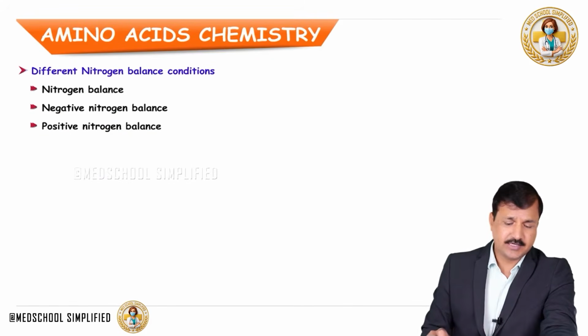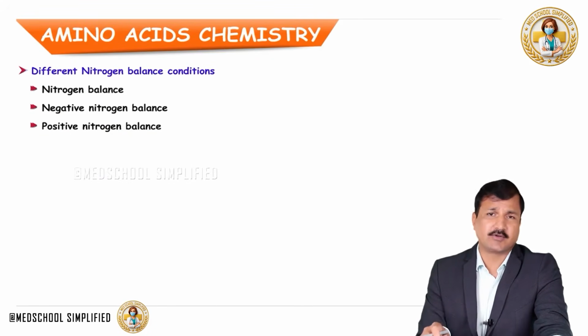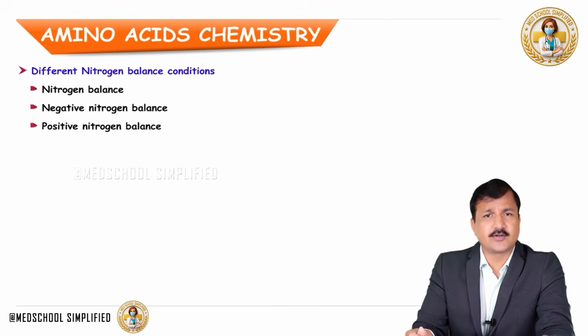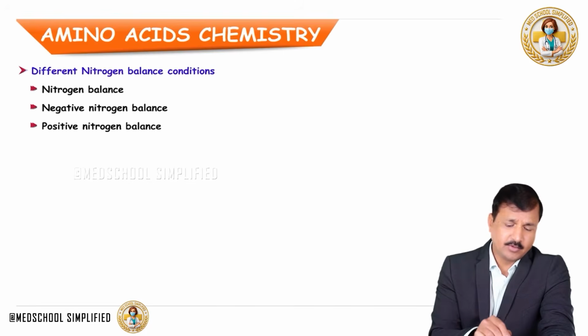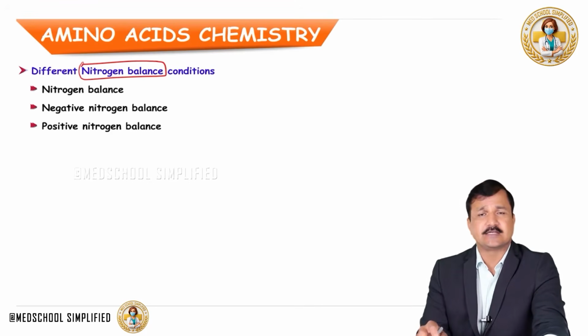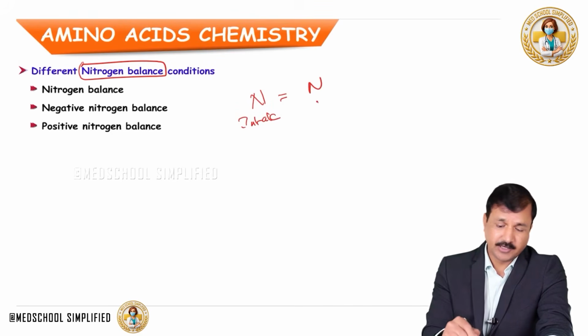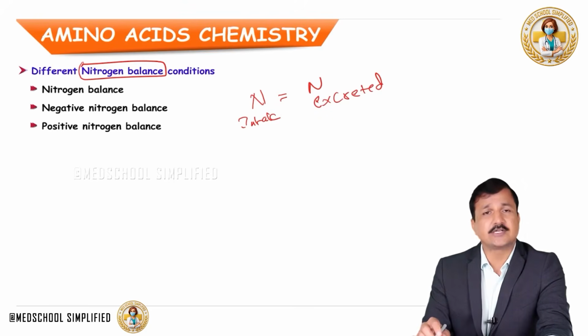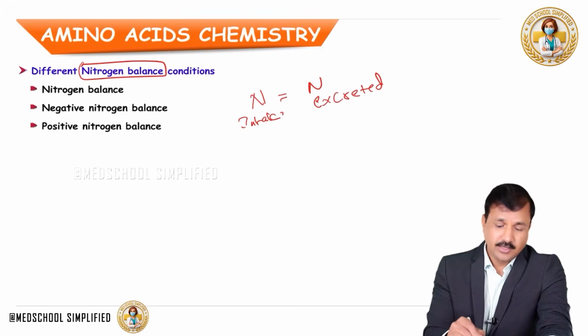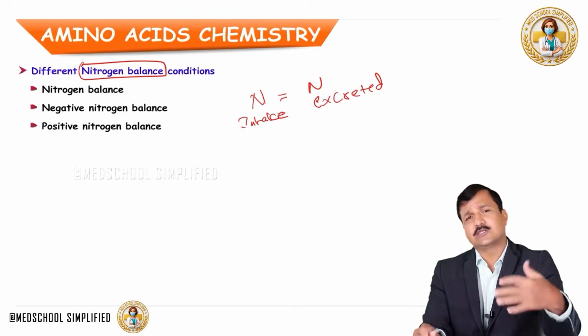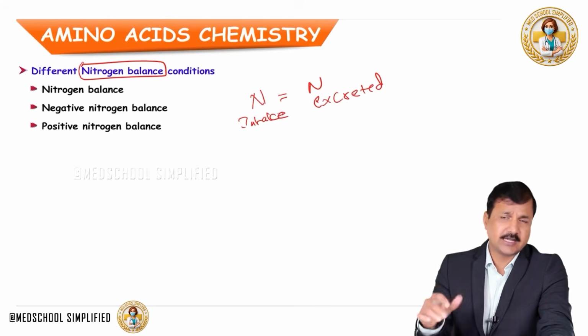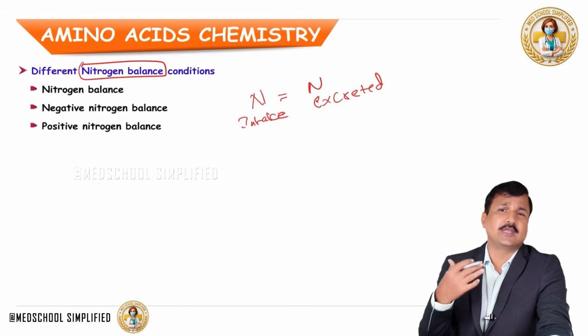Now let's look at the classification of amino acids based on nutritional requirement. Before I explain the nutritional requirement of amino acids, let me explain what nitrogen balance is. Nitrogen balance is the amount of nitrogen that gets into your body compared to the amount of nitrogen that is going out of our body. So nitrogen intake should be equal to the nitrogen output or excreted. What is the predominant nitrogen that gets into our body? It is the amino acids, that is, the protein that we all consume.